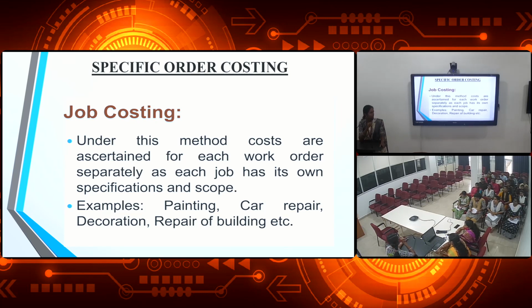Examples: painting, car repair, decorations, repair of building, all of this comes under job costing. We can take the plumber as the best example, right? For the works which are done after the construction, like that. Other examples we can give: the application of putting labels in the garment. It is a job where almost the product will be done, and the final job to be done is the attachment of the label. That can be categorized under job costing.